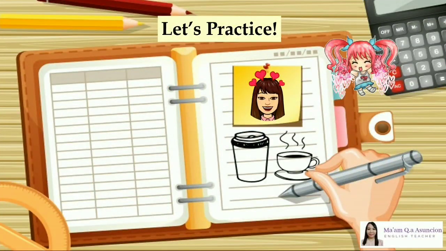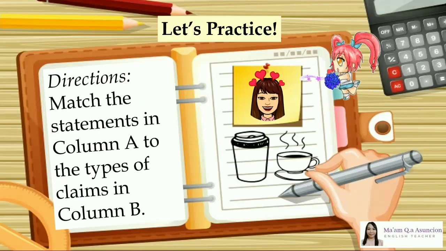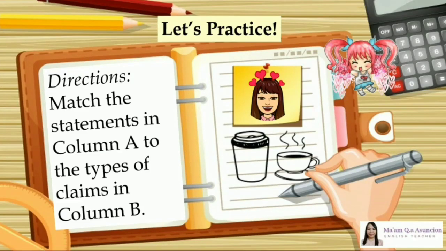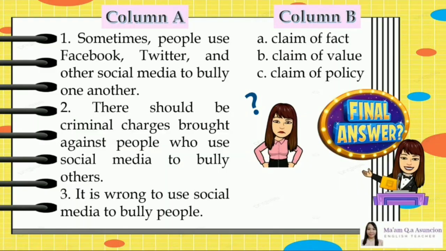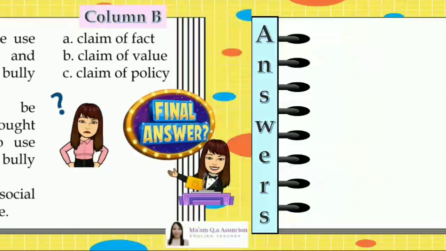Now let's practice. Match the statements in column A to the types of claims in column B. Number 1. Sometimes people use Facebook, Twitter, and other social media to bully one another. Number 2. There should be criminal charges brought against people who use social media to bully others. Number 3. It is wrong to use social media to bully people.